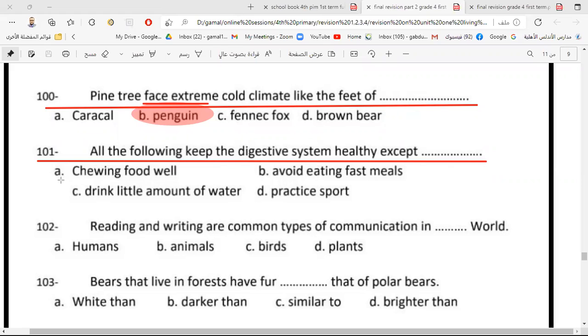Okay. All the following keeps the digestive system healthy except: chewing food very well, this one keeps the digestive system healthy. Avoid eating fats also keeps the digestive system healthy. Drinking little amount of water. Practice sport. The one which is wrong, which is it that doesn't keep your digestive system healthy? Which one doesn't keep your digestive system healthy?